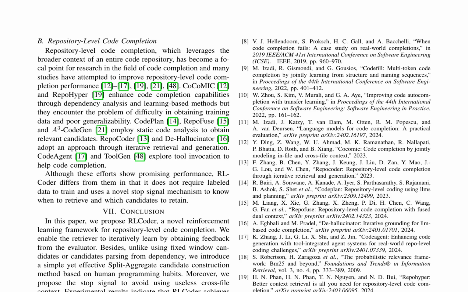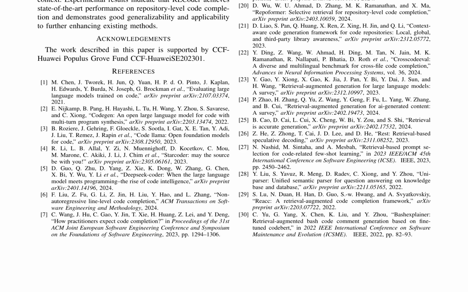RLCoder. Unlike traditional methods, RLCoder does not require labeled data to train and uses a novel stop signal mechanism to know when to retrieve and which candidates to retain. The authors also introduce a simple yet effective split aggregate candidate construction method based on human programming habits. The proposed framework is evaluated on repository-level code completion and demonstrates good generalizability and applicability to further enhancing existing methods.